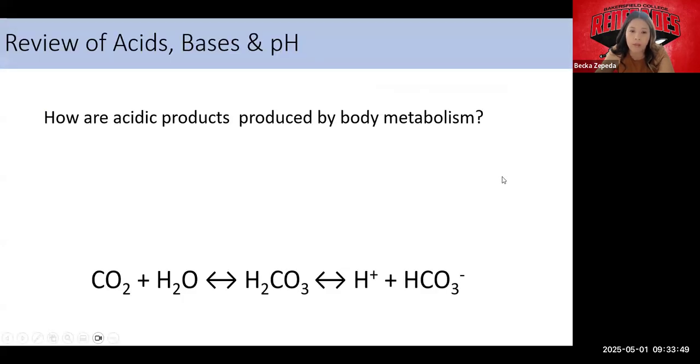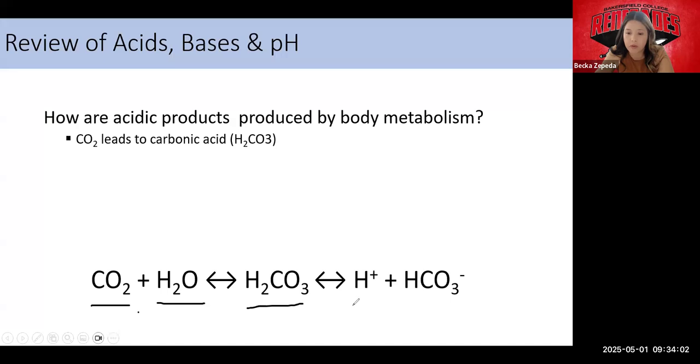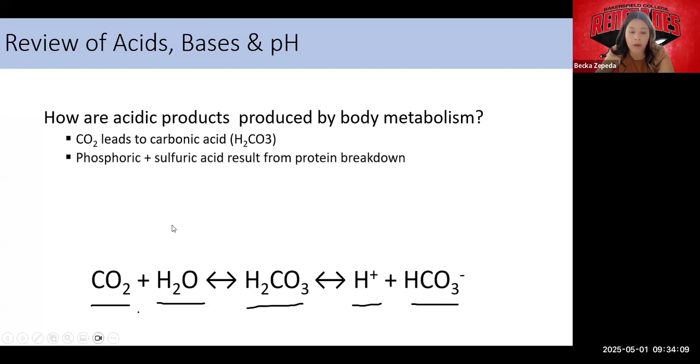All right, so how are acidic products produced by body metabolism? CO2 leads to carbonic acid by this equation here. CO2 combines with water, which is going to make carbonic acid, which in solution will dissociate into a hydrogen ion and a bicarbonate ion. We have phosphoric and sulfuric acid. That's a result of protein breakdown. Lactic acid comes from anaerobic respiration.